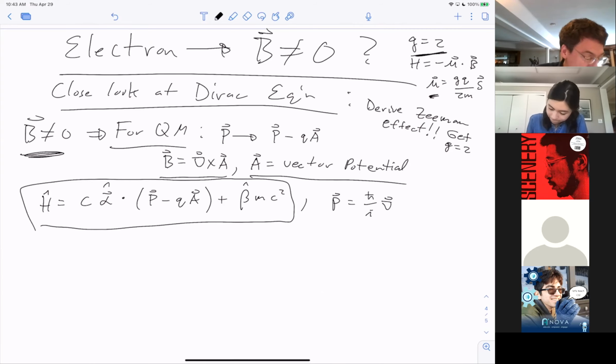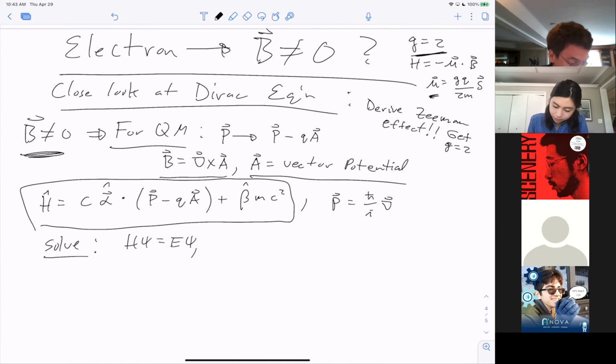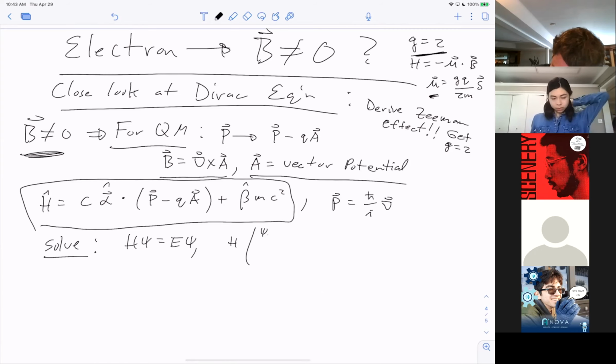And so now let's solve the Dirac equation, which is H psi equals E psi. And we're going to assume that psi, we know that psi is a four-dimensional object.